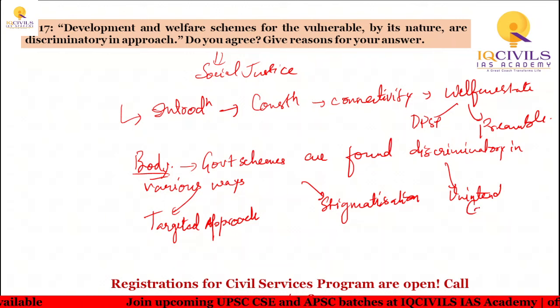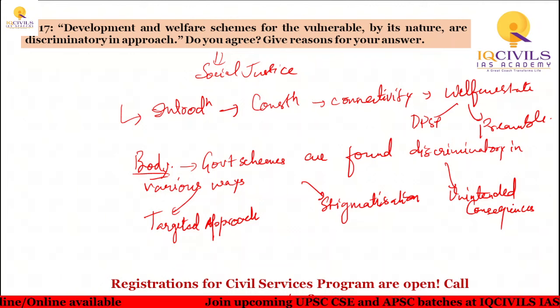Then unintended consequences also. Now, discrimination can also arise from unintended consequences. For example, a scheme was made which benefits women, and this scheme may inadvertently reinforce traditional gender roles and discrimination against men. A scheme made for women indirectly starts creating discrimination against men. Getting my point? So these are some such things.